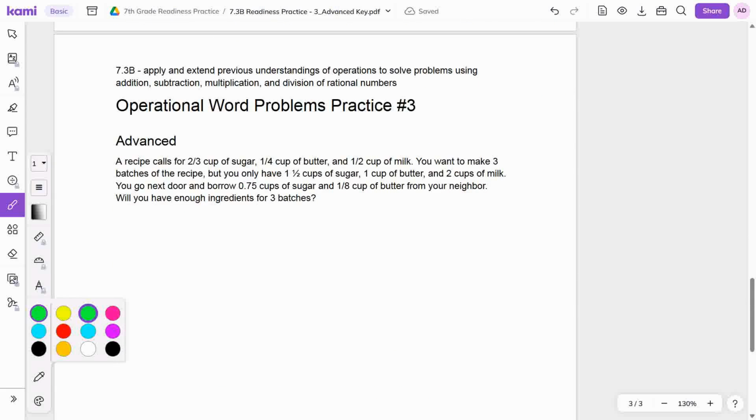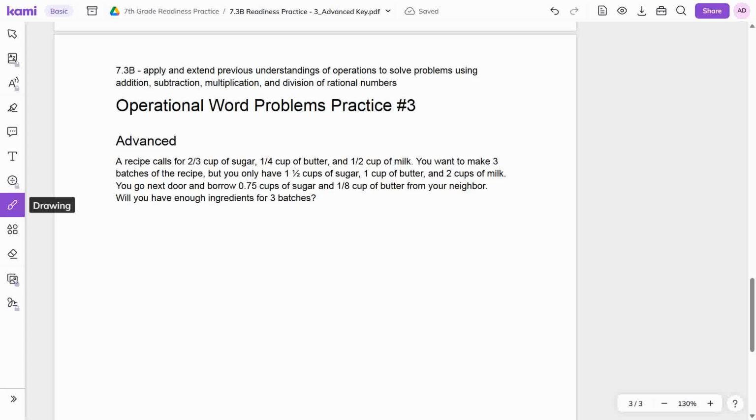For our third problem, we've got recipes here. And a recipe calls for a whole bunch of fractions. So let's say I need 2/3 a cup of sugar. Okay. I need 1/4 cup of butter. So I'm going to put a B right there. And then I'm going to put 1/2 a cup of milk. I want to make 3 batches of the recipe. Okay. So let's figure out what I need. So this is one batch.